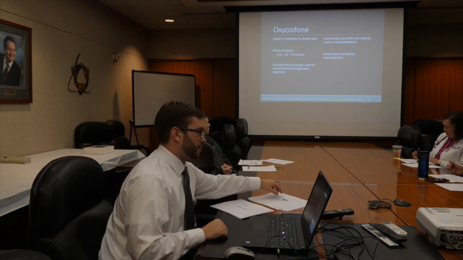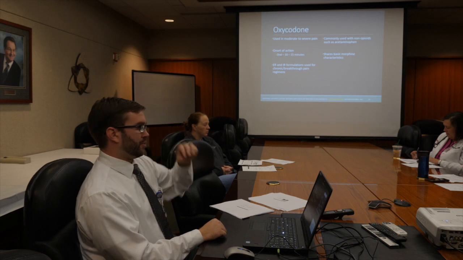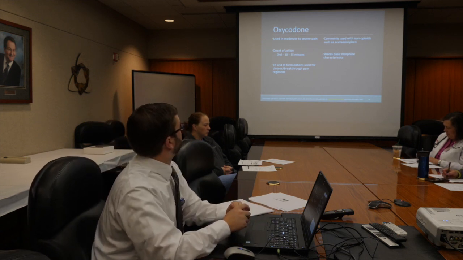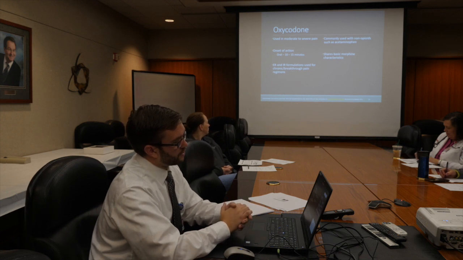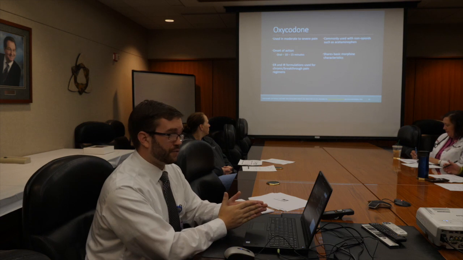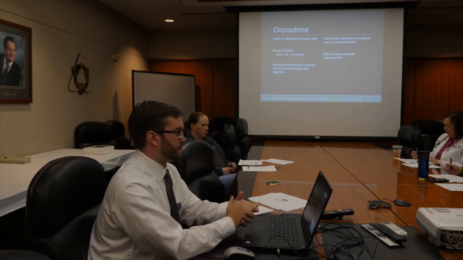So next we're going to talk a little bit about oxycodone. This is when we're getting into that 5-6 range on the pain scale. We use it in moderate to severe pain. The onset can be 10 to 15 minutes, so probably a shorter average onset, but it can still be around the same.